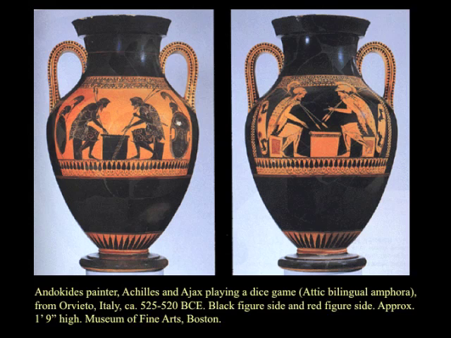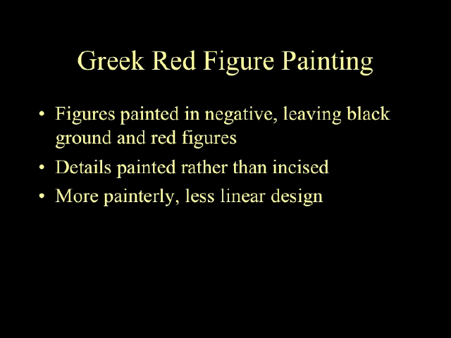But on the right-hand side, he repeats the image with some fairly significant stylistic changes. And he also renders it, in this case, in red figure. He reverses the colors. And this gives the artist the ability to vary the line weight with a brush. A much more painterly technique is used. And really opens a lot of new possibilities for decoration.